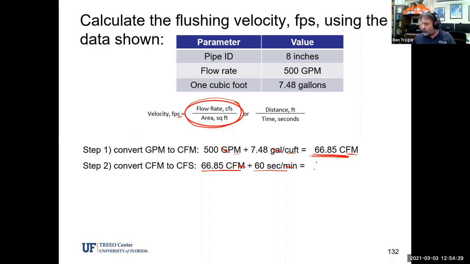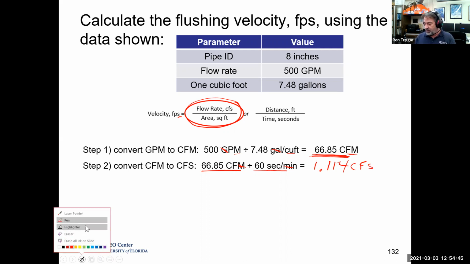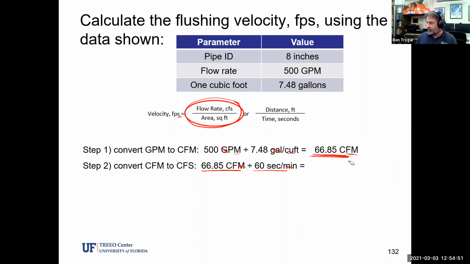And now I have 1.114 something. We're going to call this CFS. And I'm going to bet that we have it populating on the slide here. Yep, we sure do. So let me erase what I put here. And the slide then has 1.11 cubic feet per second showing. So looks like we're doing pretty good so far.